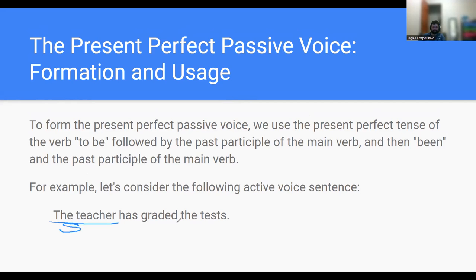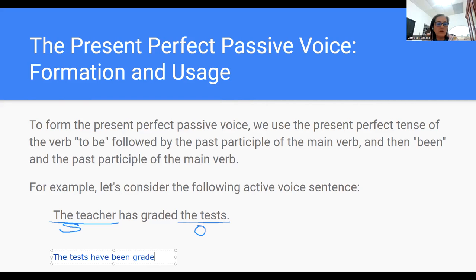And do we have an object? Yes, the tests. Right. So if we wanted to turn this into passive voice, how would we do it? The tests have graded, graded by the teacher. By the teacher. Yes. All right. The tests have been graded by the teacher. Very good job, guys.